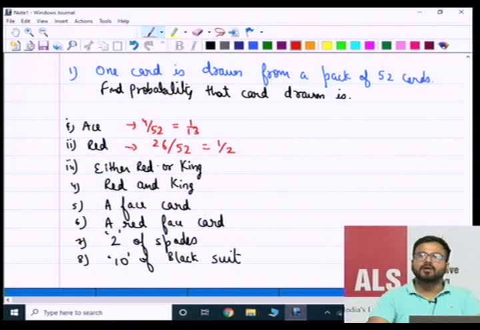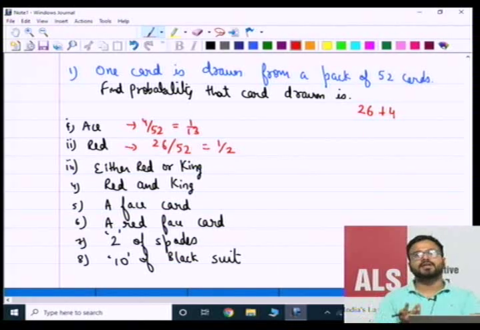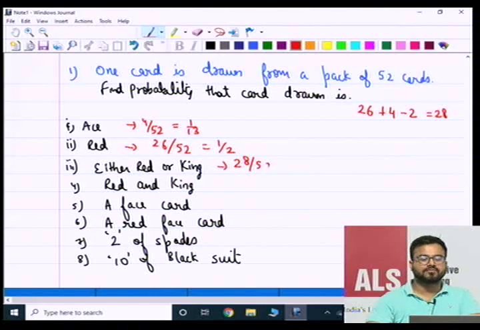Either red or king. So it can be red, it can be king, it can be both of them. So how many red cards are there? 26 red cards. How many kings are there? 4 kings. So a total of 30 cards. But in these 26, we have included 2 kings which are of red color. So that is counted in 26 and in 4 also. So we have to subtract 2, because the red king cards are counted twice. So a total of 28 cards will be there in this one. So 28 by 52.